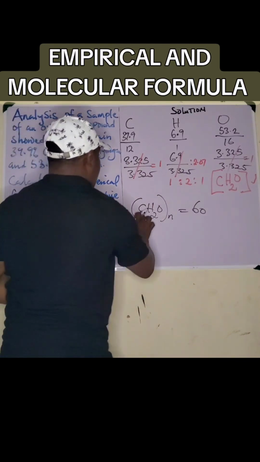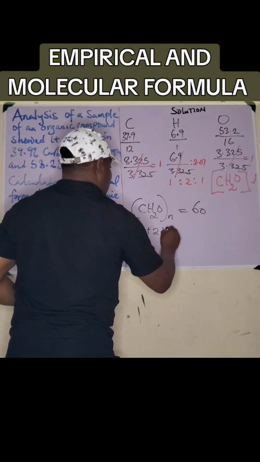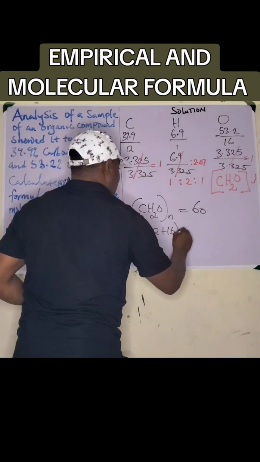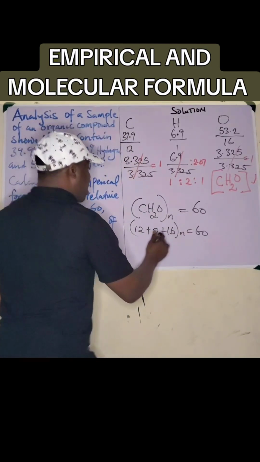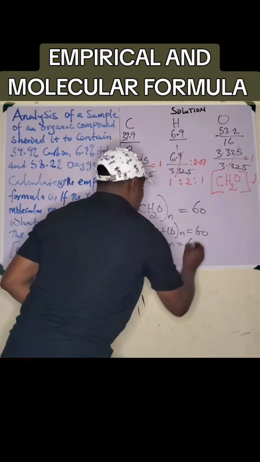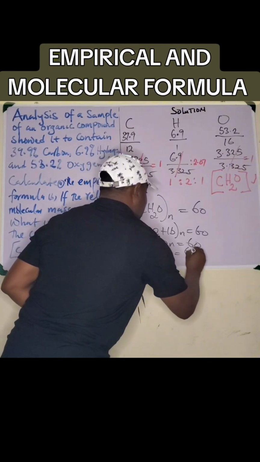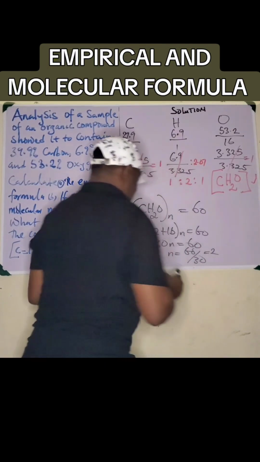So what do we have? Here we have 12, plus 2, plus 16, all multiplied by N is equal to 60. So if you add the whole of this, we are going to have 30N equals 60. And our N is equal to 60 divided by 30. So we are going to have 2.